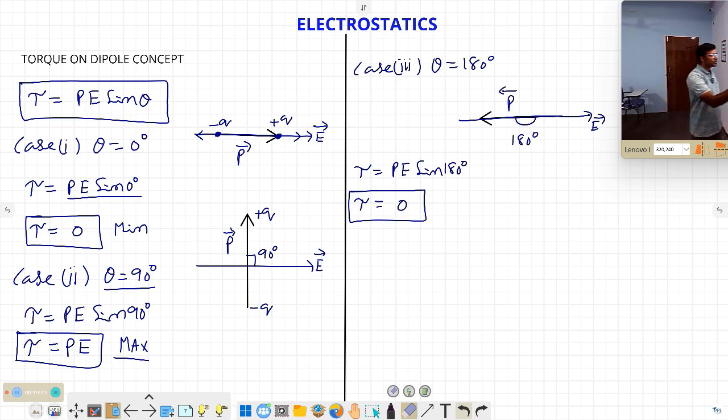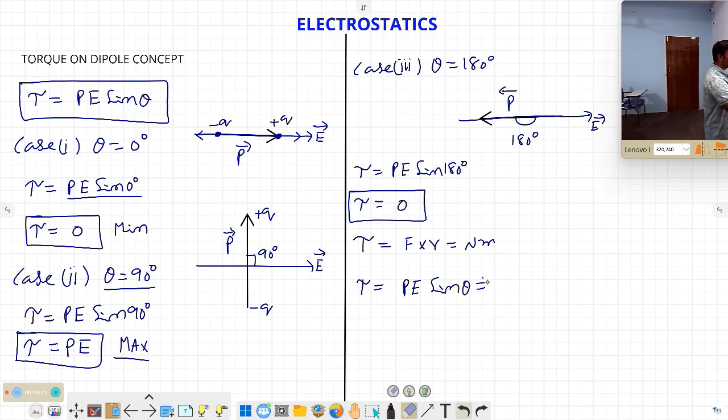Now, on what basis are we going to measure torque? Torque we measure with the basic formula of force into perpendicular distance, you know that, and Newton meter is the unit of this. But according to this concept, torque is equal to PE sine theta, so the maximum torque is PE. So what is the unit of this torque? Torque is equal to P times E. What is P? Dipole moment. What are the units of dipole moment? Dipole moment P is equal to, as already discussed, Q into 2L, that is coulomb meter.